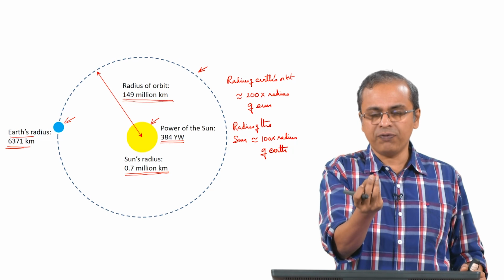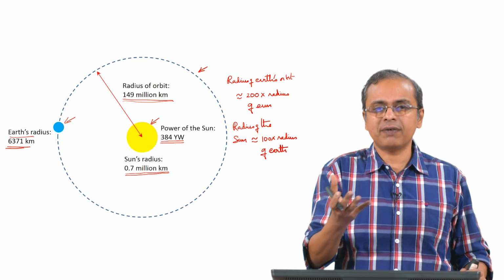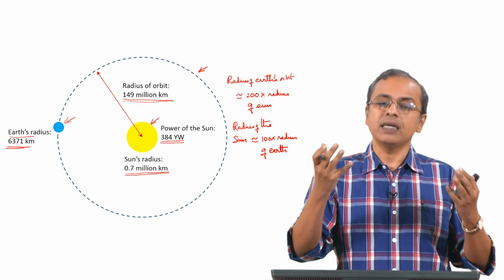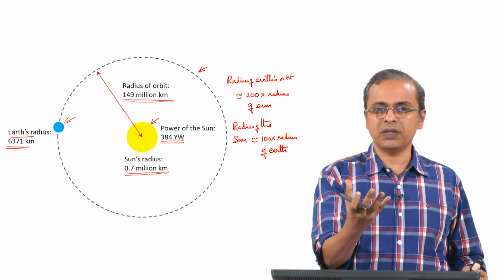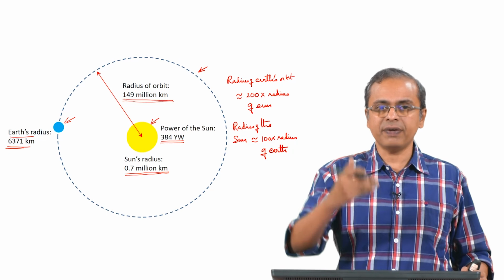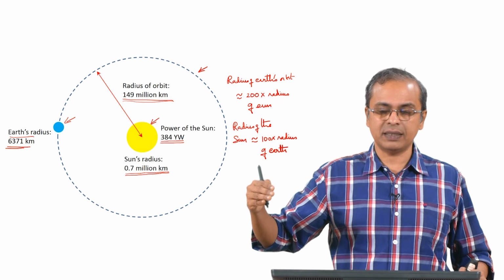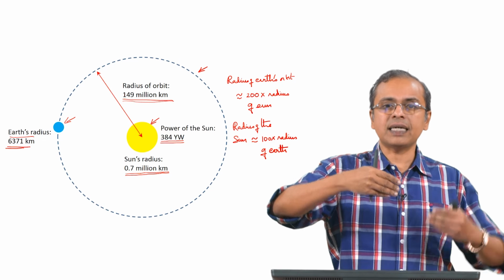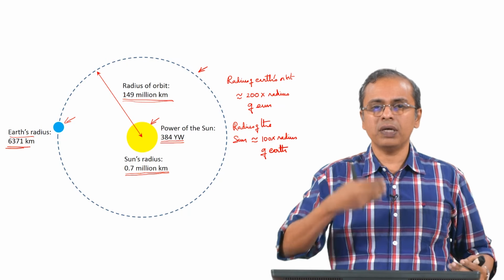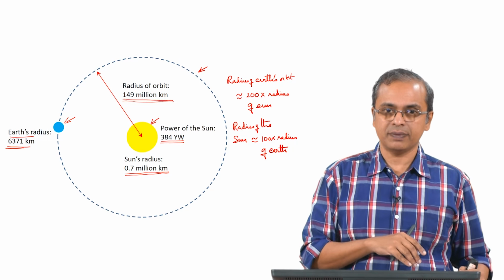You are very close to a flame, you feel more intense heat from the flame, you move away and away and away, you feel less heat, correct. Same thing with the sun: if you are very close to the sun, you feel extremely high intensity. As you move further and further away, you sense lower and lower intensity. That has to do with the idea that the energy is getting distributed over a larger area, and you are only one small fraction of that total area, right.